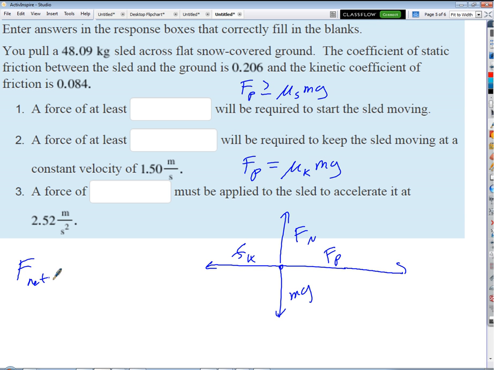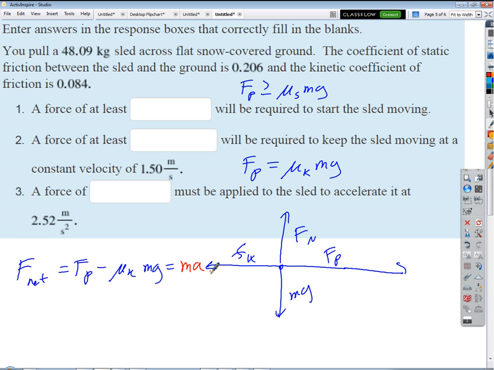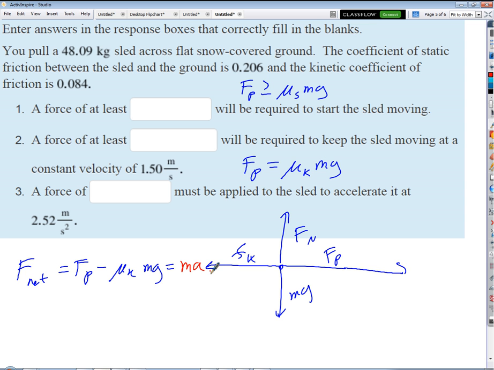It's just going to be pushing force minus my kinetic frictional force, which is just the answer to part 2, really, isn't it? Mu sub k mg, and that's going to equal, my net force always equals ma, right? So there's my equation. And I'm going to solve for F sub p. That's what we want to know, what the pushing force needs to be.